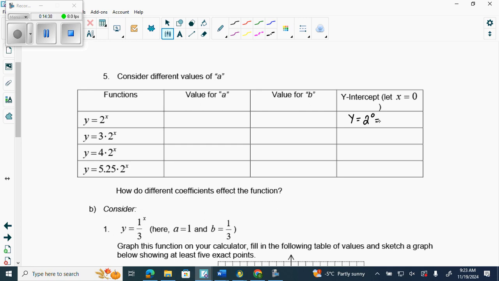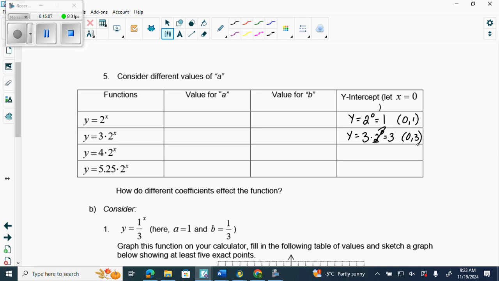What does that equal? Why did I put 0 in for x? Because x equals 0 when it's a what? Yeah, when it's a y-intercept. When it's on the y-axis, x has to equal 0, right? So this y-intercept is 0, 1. This one is going to be y equals 3 times 2 to the 0. What's 2 to the 0? What's 3 times 1? 3.